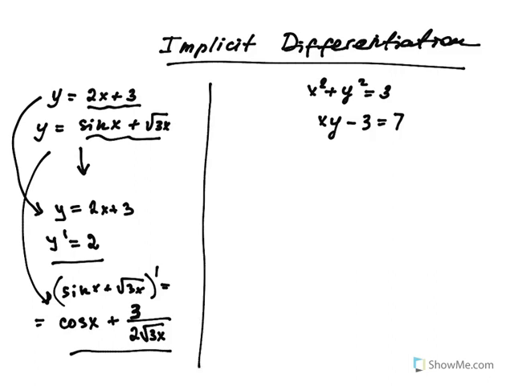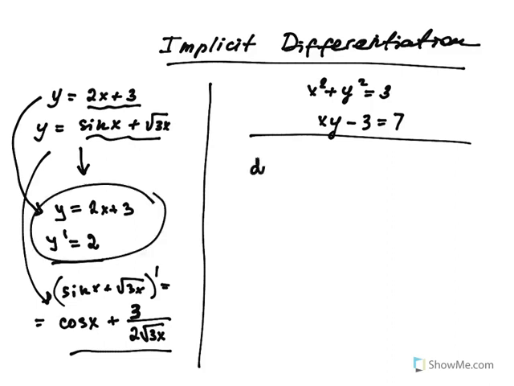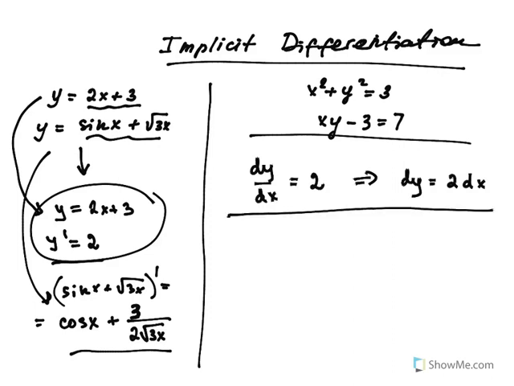But it's a different story when you have to deal with implicit differentiation. And let me just give you one example here. Now, one more thing. When you find the derivative explicitly, like in this situation, we set dy/dx equals 2, right? So therefore, dy we can say equals 2 dx.